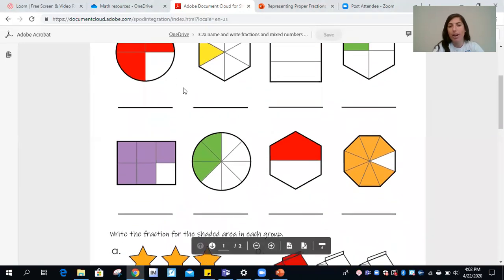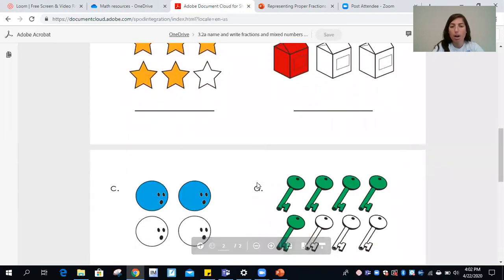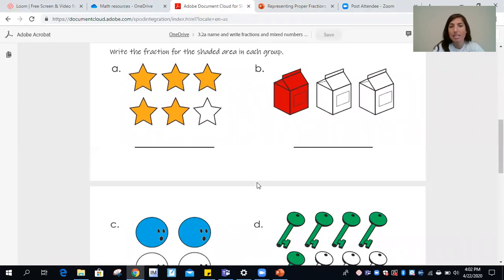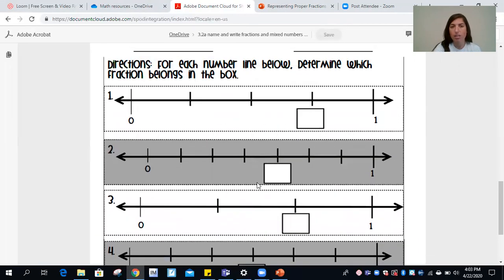The next part, so there are 8 questions having to do with the area model. The next part are 4 questions having to do with a set model. Again, it says write the fraction for the shaded area in each group. So the group is your whole this time, all of it. And what is shaded is going to be the part, the numerator. And then your last part of this assignment is going to be the number line practice. For each number line below, determine which fraction belongs in the box. So it's very similar to what I just did during the lesson.